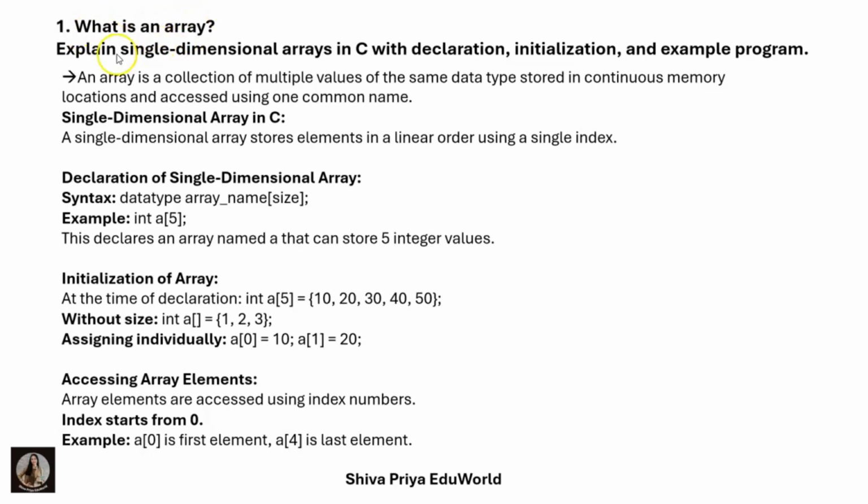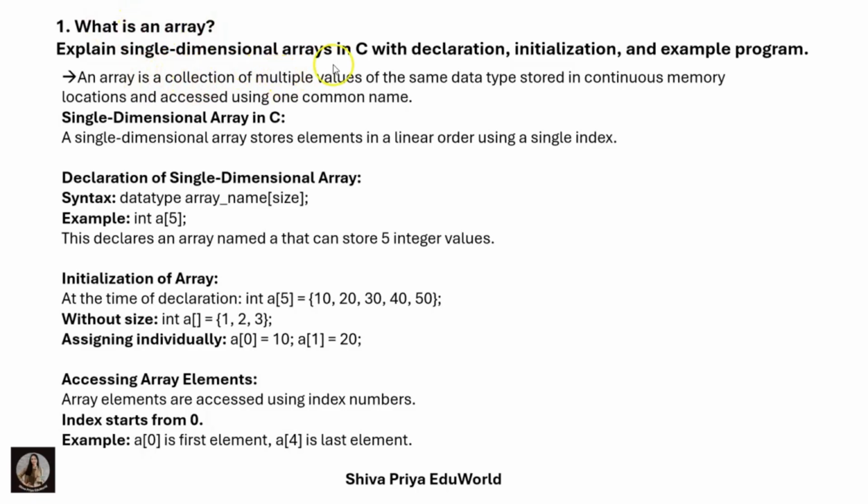What is an array? And explain single dimensional arrays in C with declaration, initialization and an example program. Here you have to write the definition of an array. After that, explain single dimensional array with the declaration, initialization along with the example program. Everything in detail about single dimensional arrays.